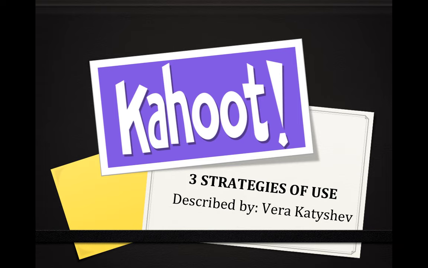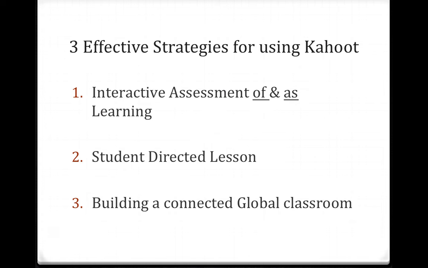In this lesson, I'm going to talk about the 3 strategies of use of the tool Kahoot. So, in terms of using Kahoot, the 3 effective strategies could be: 1. Could be used as an interactive assessment of learning or interactive assessment as learning. The second strategy is you can create a student-directed lesson. And finally, the third strategy is you can build a connected global classroom.